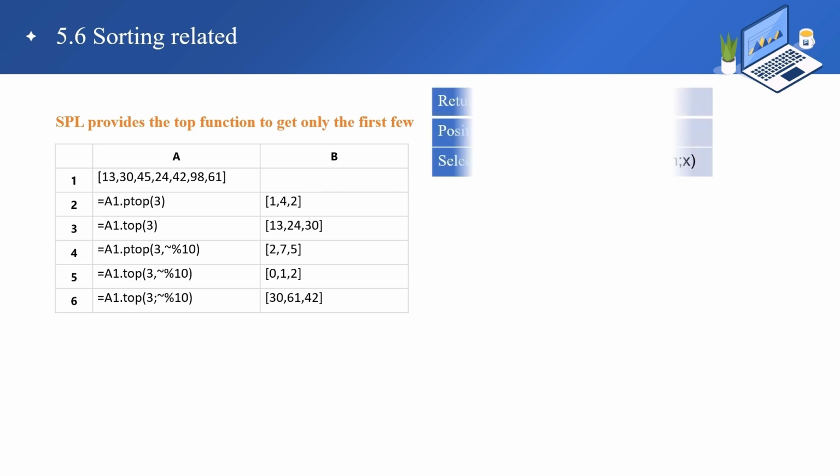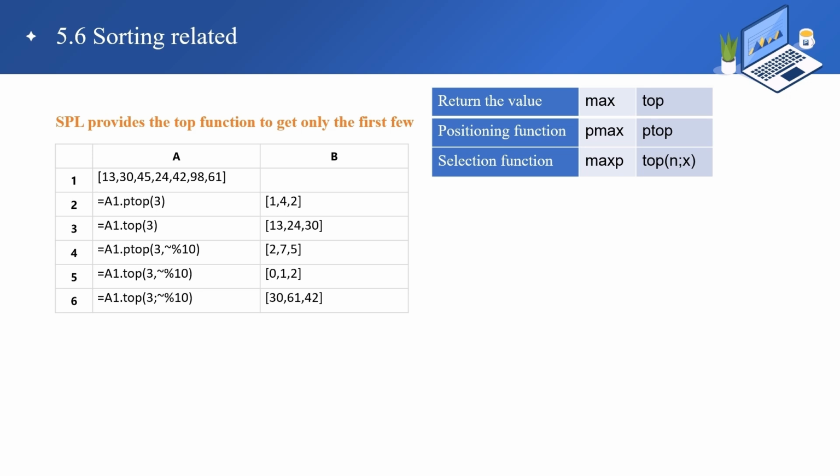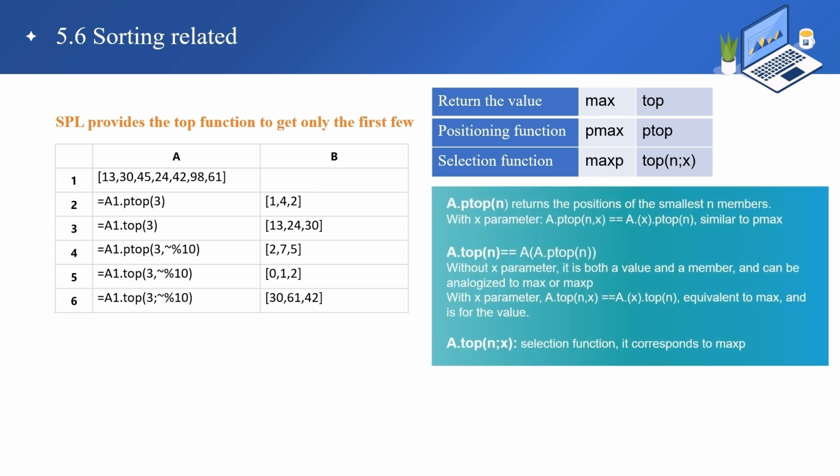Because the top function has three cases similar to the max function: max that returns the value, positioning function p max, and selection function max p. The positioning function a.ptop(n) returns the positions of the smallest n members. When there is a parameter, a.ptop(n;x) is defined as a.(x).ptop(n). It is similar to p max, which is not difficult to understand. A.top(n) can be defined as a.ptop(n). When there is no x parameter, it is both a value and a member. It can be analogized to max or max p without ambiguity.